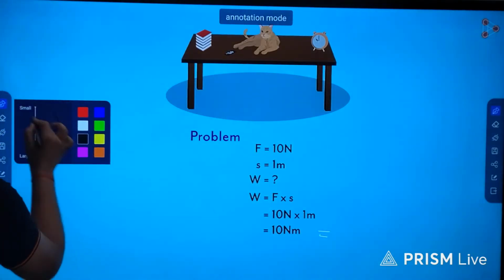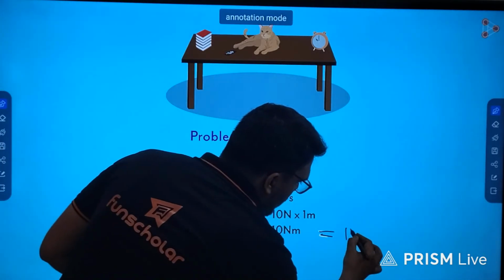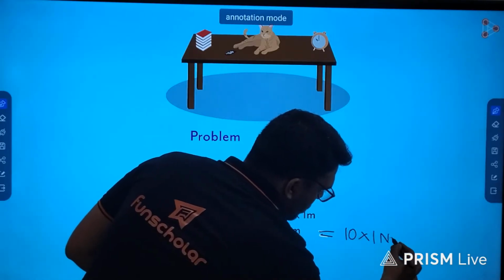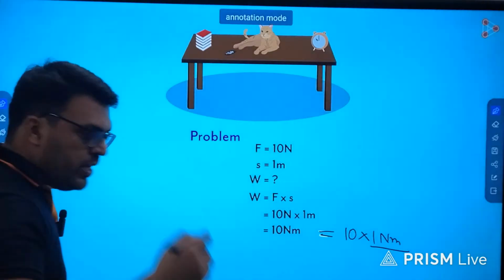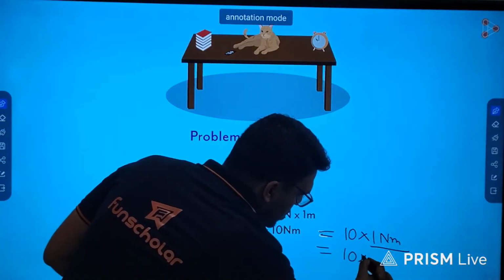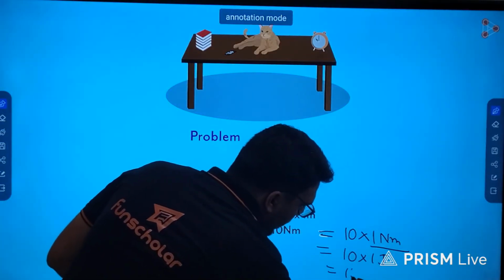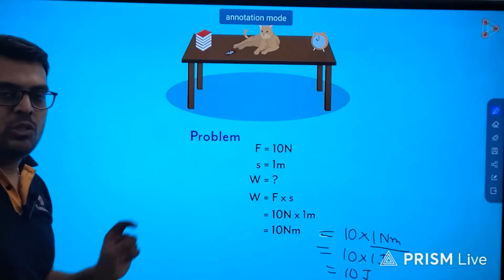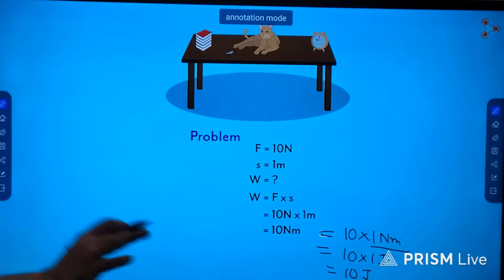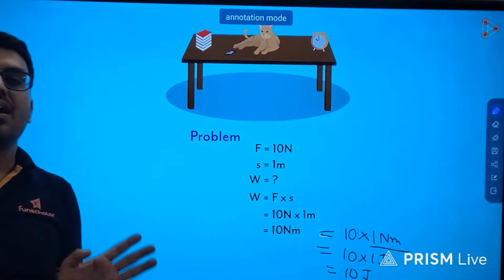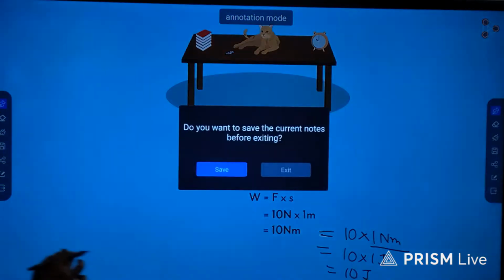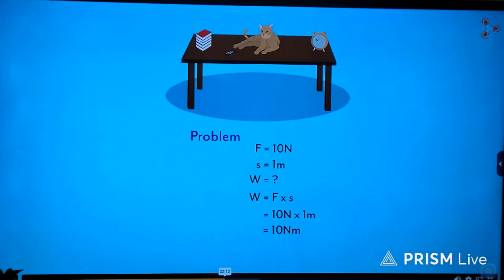This will be further shown in the video, but for now, to avoid your confusion, we can write down this 10 into 1 Newton meter, and this could be substituted with 1 joule. The final answer is going to be 10 joule. So this is going to be shown here, but I have also provided you the answer beforehand so that there is no confusion. So let's complete the video.